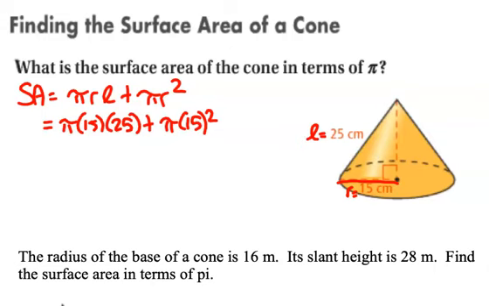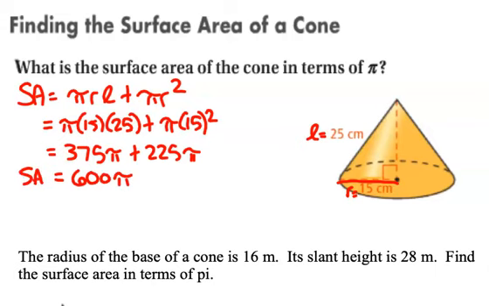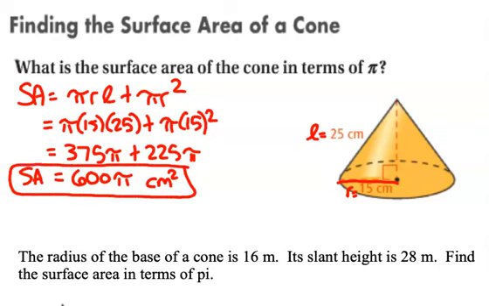Okay, so again, in terms of pi, so just do the 15 times 25. This is 375 pi plus 225 pi, which should be 600 pi. We're leaving it in terms of pi, so we're not going to put that part in. Surface area equals 600 pi square centimeters. That's the surface area of that cone.